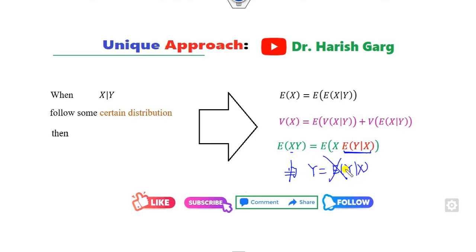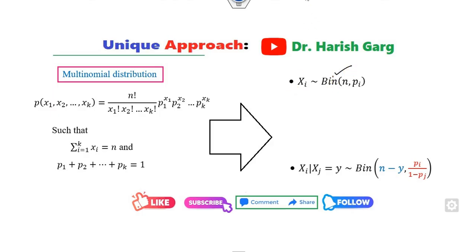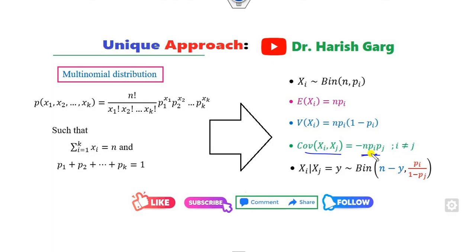Whenever you are working on the multinomial distribution, make sure each of the Xi's follows the binomial distribution, with probability p1 for X1, p2 for X2 and so on. The conditional distribution also follows the binomial distribution with the relation here. Once you know this is a binomial distribution, you can easily find the mean, which is n into p, the variance is n into p into q, and the covariance is minus n pi into pj. Now, based on these simple tricks, I can solve the PYQ in a very simple manner.